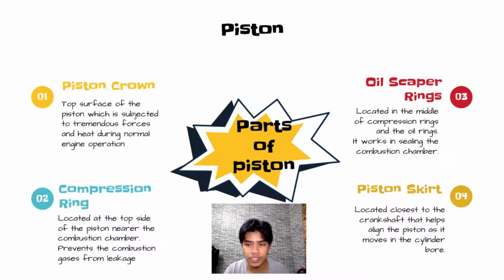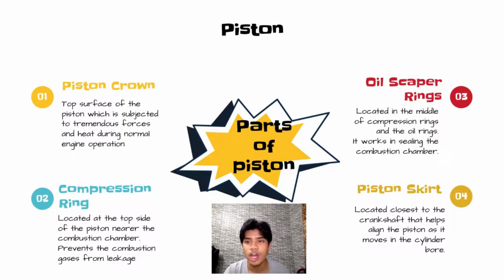Parts of a piston. The first one is the piston crown. Piston crown is the top surface of the piston, which is subjected to tremendous forces and heat during normal engine operation. Next, a compression ring. A compression ring is located at the top side of the piston, nearer the combustion chamber, and it prevents the combustion gases from leakage.